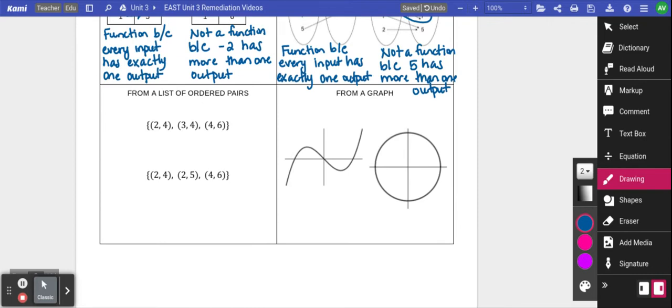Next, let's look at these lists. So again, this is just a different way of looking at a function. So in this first list, 2 is going to 4, 3 is going to 4, and 4 is going to 6. Now, each of those inputs, the 2 and the 3 and the 4, are only going to one output. So I would say that this is a function because each input has exactly one output.